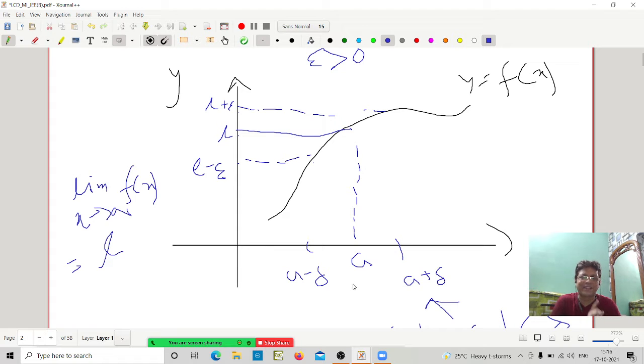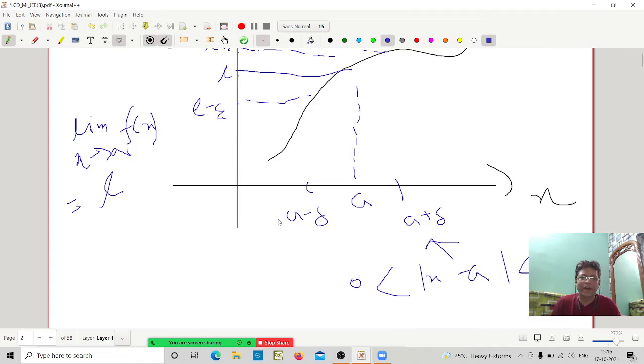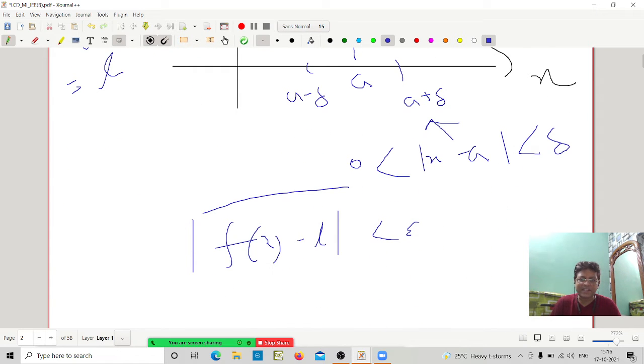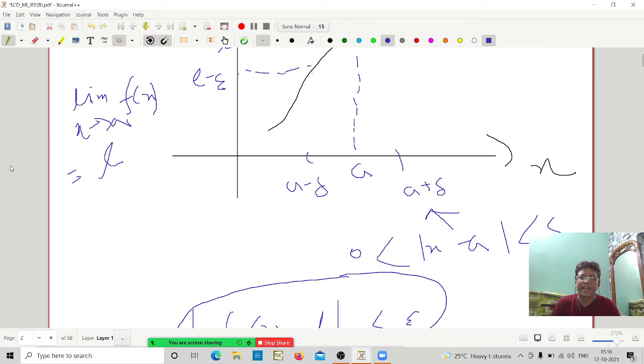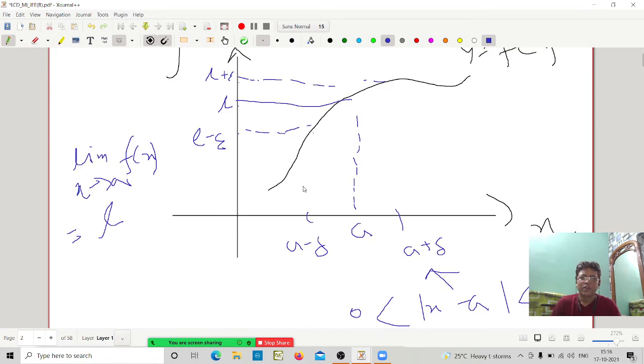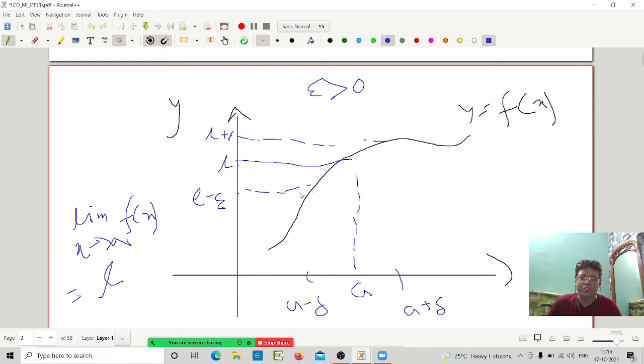So for each epsilon greater than 0, there exists a delta greater than 0, and all the values of x that lie in the interval imply that all the values of f(x) will lie in this interval, that is L minus epsilon. This implies L minus epsilon less than f(x) less than L plus epsilon. Then we say limit x tends to a f(x) equal to L. So that is the epsilon delta definition of limit.